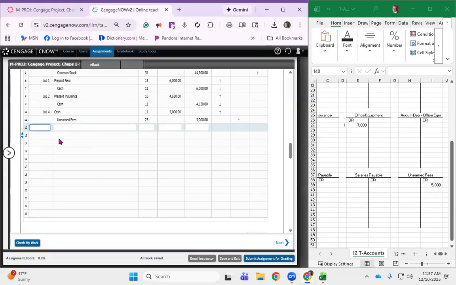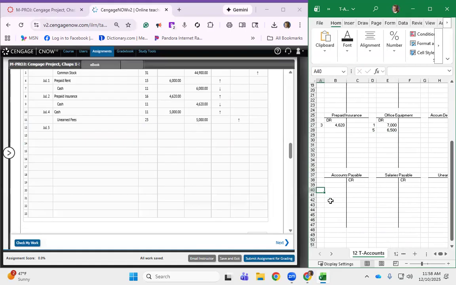Okay. Our next one, we'll be checking our work here in just a minute. Our next one is July 5th. You should be on line 12. Okay, line 12. It says, purchased additional office equipment on account from Office Station Company, $6,500. So what are we getting? We are getting office equipment. Okay, so this is going to be transaction 5.